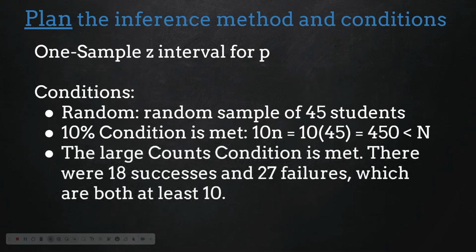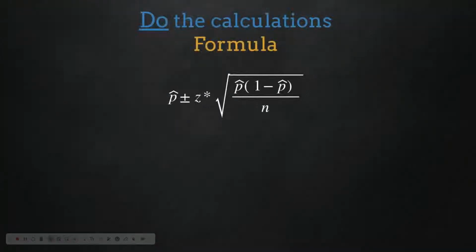And then finally, the large counts condition. We're going to state that it is met, and we're going to note that there are at least 10 successes and failures in the sample. The next step is to do the calculations.